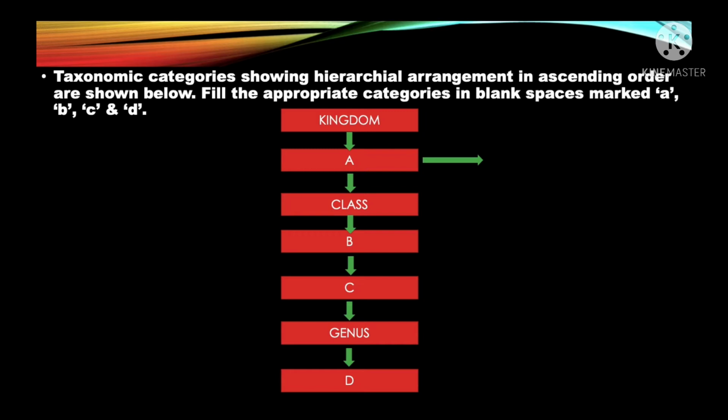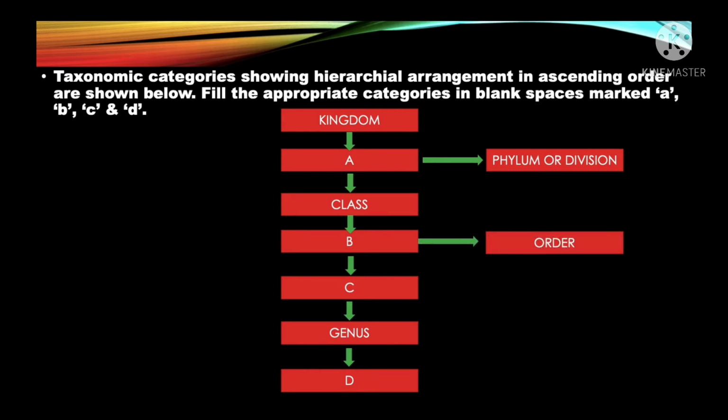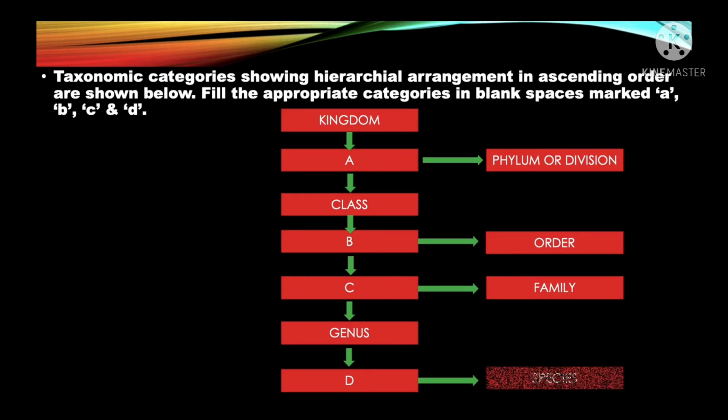So what is A? After the kingdom, the second one is phylum or division. After the phylum or division, there is the class, and after the class, there is order. And after the order, there is family. Then genus, and after the genus, the last one is the species. So, the taxonomic categories start from the kingdom and end on species.